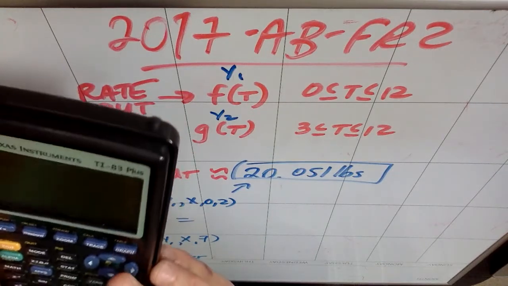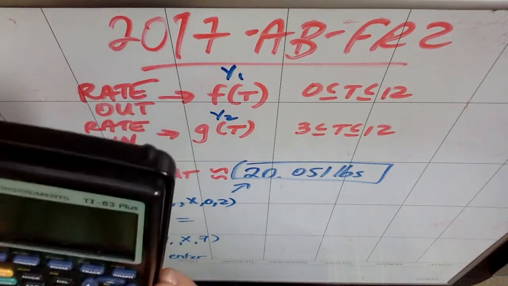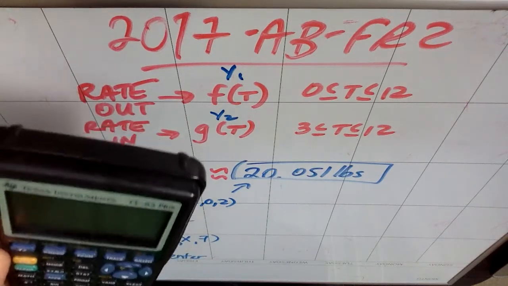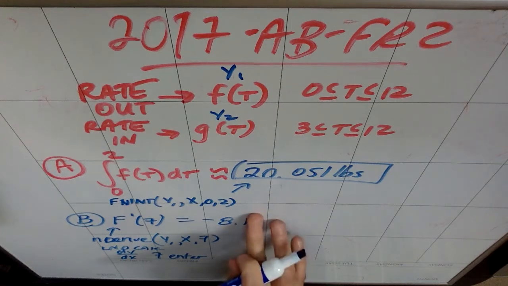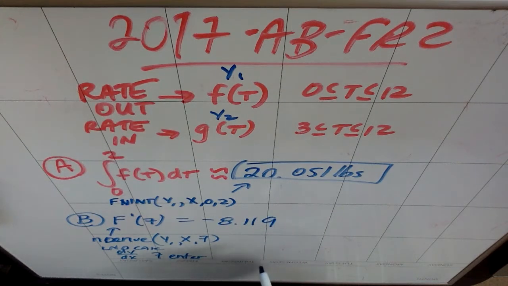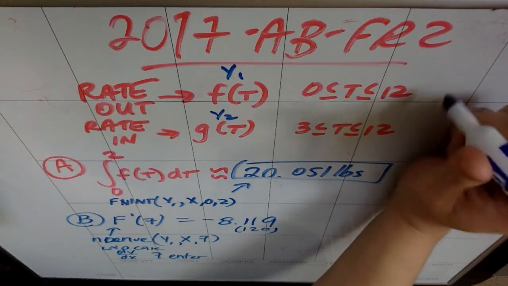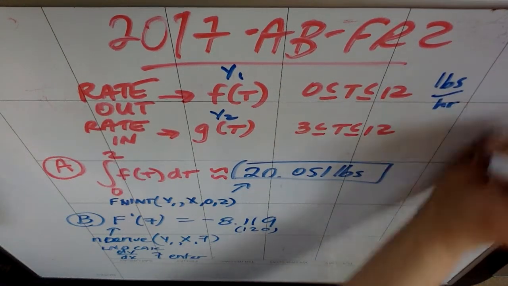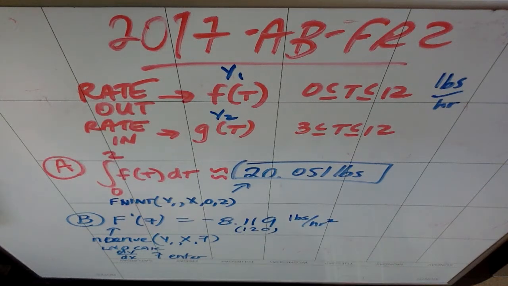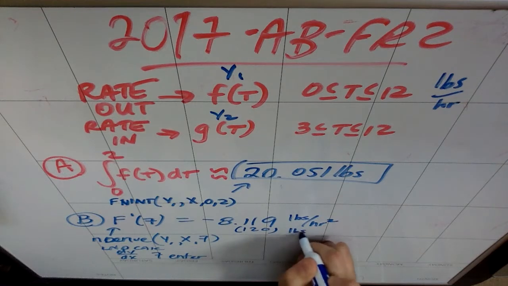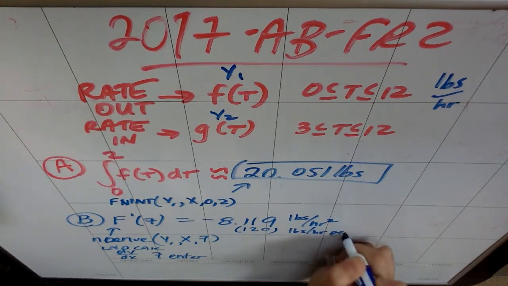Vars over to yvars, I pick function y1 with respect to x at 7 and hit enter, and I get negative 8.119 if I truncate, or 8.120 if I round, right? Now, if f is in pounds per hour, right, then this is pounds per hour squared, right? So you can either say pounds per hour squared, or you could say pounds per hour per hour, right?